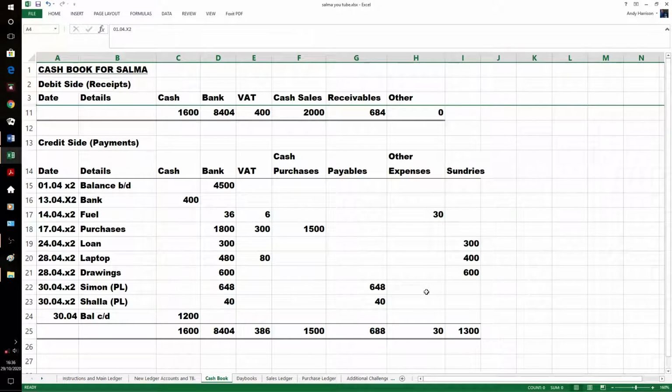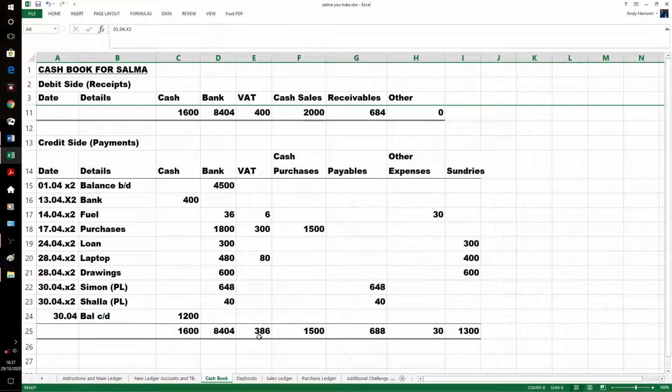However, we can't hide the rows on here for the simple reason that we've got a bank loan, we've got a laptop, we've got drawings, so we can't just post the sundries total. The others, however, we can post the totals. So we'll do our cash purchase first, that's £1,500, and then these are all going to be debit entries, credit the bank or credit cash, debit VAT, debit purchases, debit purchase ledger control account, debit other expenses, and then these will have to be posted individually.